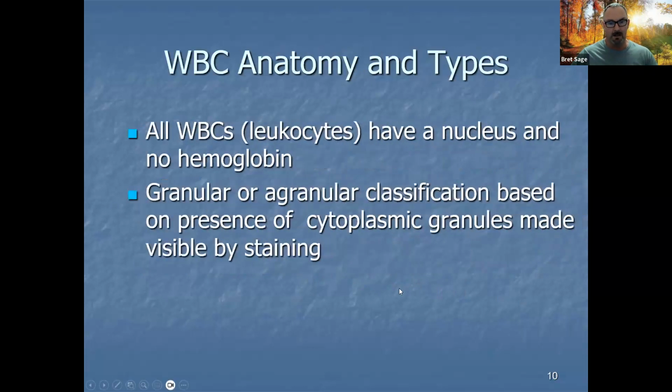White blood cell anatomy and types. All white blood cells or leukocytes have a nucleus and no hemoglobin. So they are true cells, and they contain DNA, which is what, when we get blood, what we test. Because red blood cells don't have DNA, we have to test the white blood cells in the blood. Granular or agranular classification is based on the presence of cytoplasmic granules made visible by staining, as I mentioned earlier.